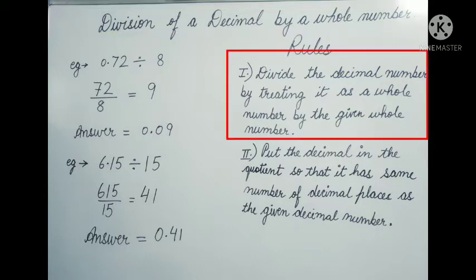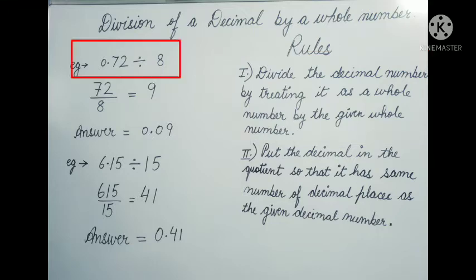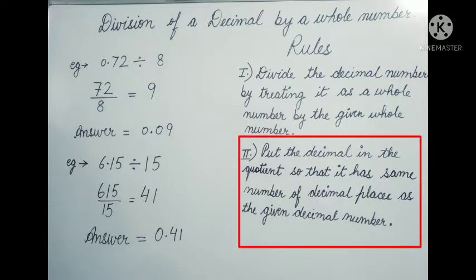The first rule says that we will divide the decimal number by treating it as a whole number by the given whole number. For example, we have to divide 0.72 by 8. So we will treat it first as a whole number, that is 72. We will divide 72 by 8, we get the answer 9. Then, according to the second rule, we will put the decimal in the quotient so that it has the same number of decimal places as the given decimal number.